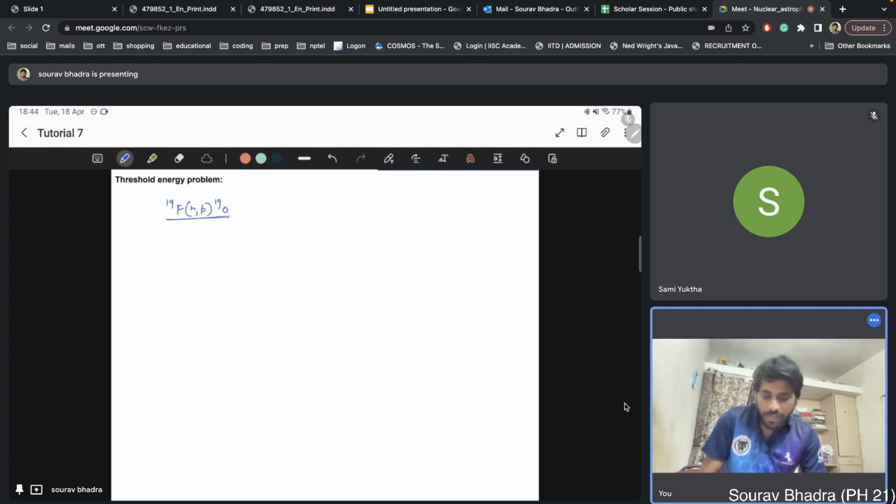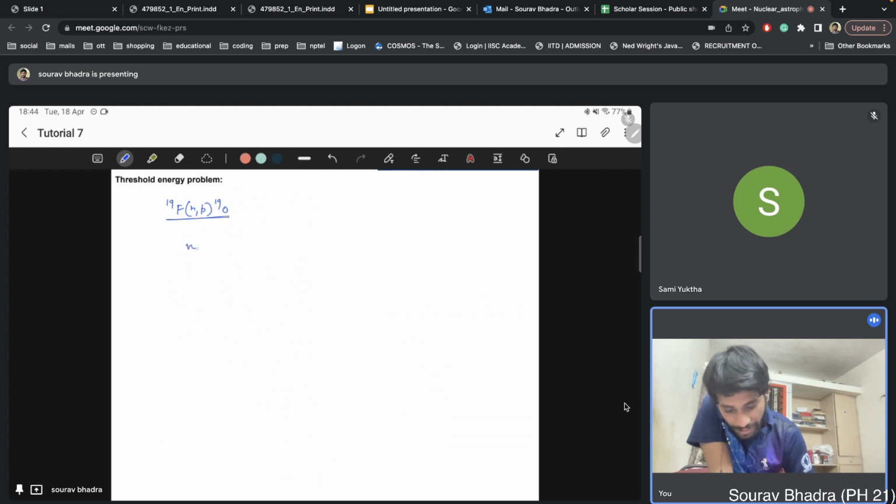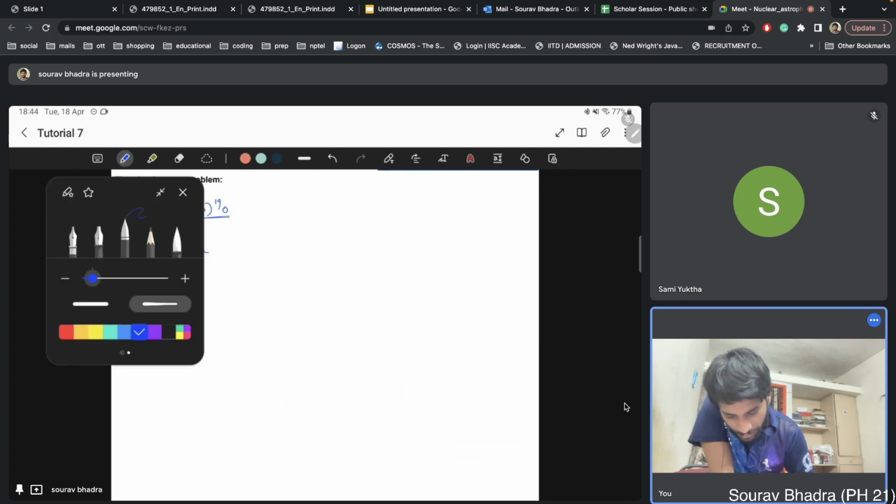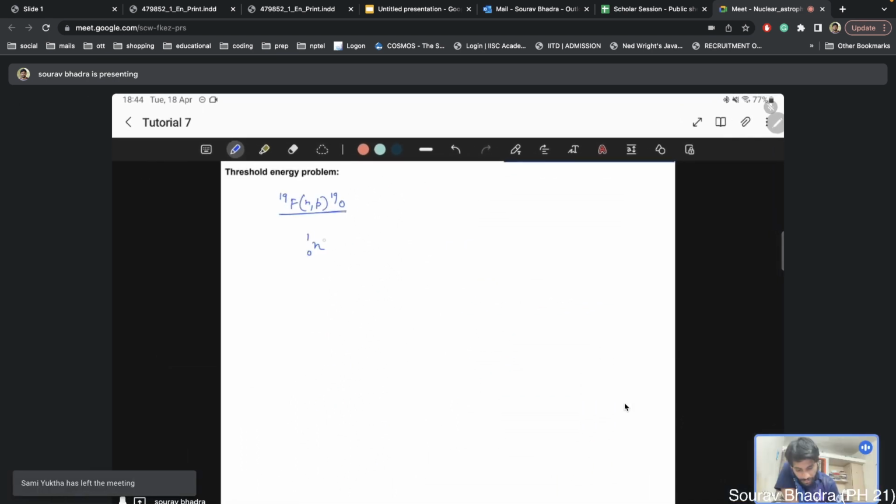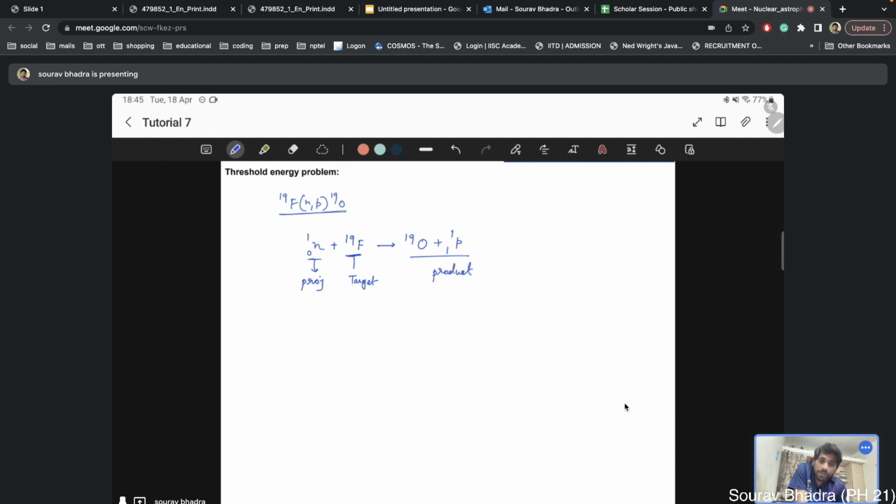This reaction, that means if we can write it in this way, 0N1 plus 19F. I am not balancing both sides in the proper way, so this is the main reaction. In our case this is the target and this is the projectile, and this is the daughter, or you can say product. So we want to now calculate what should be the minimum energy of this projectile so that the reaction occurs.